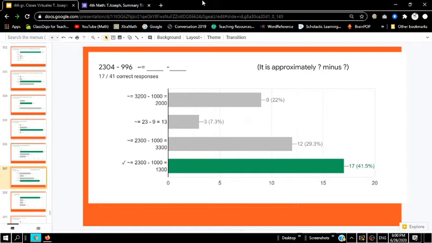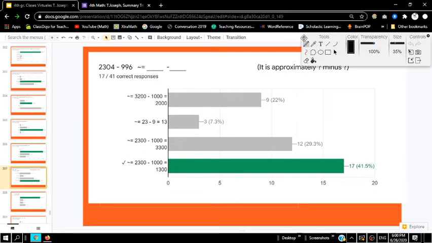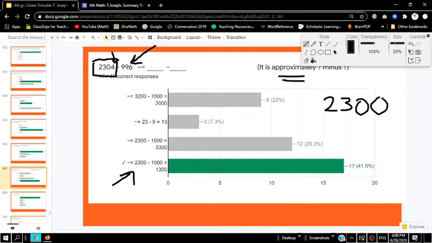Again, most students got this one correct, but it was relatively difficult. So let's actually look at this problem with a little bit closer eye. Okay, if we have, for example, 2,304, we can estimate that, or approximately make that 2,300. We would just get rid of that 4 right there. So 2,300. And if we look at this number, 996, we can estimate that as approximately 1,000.